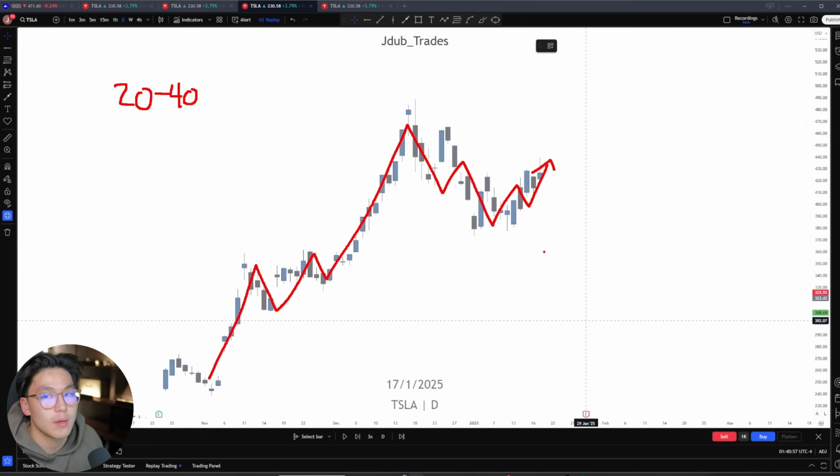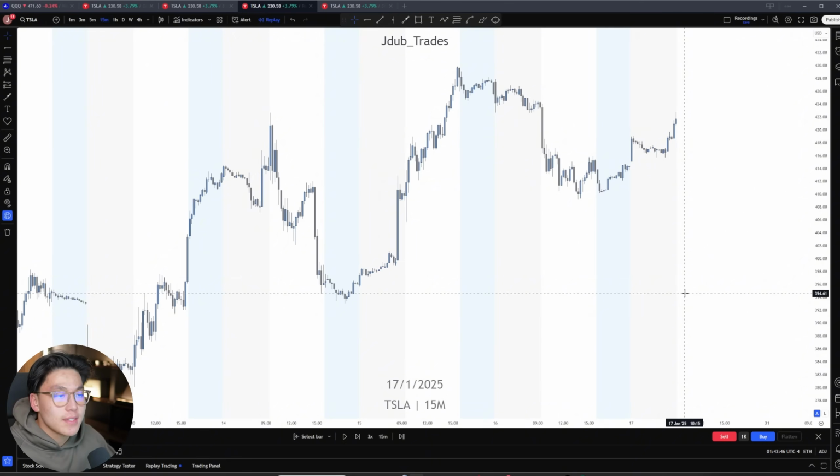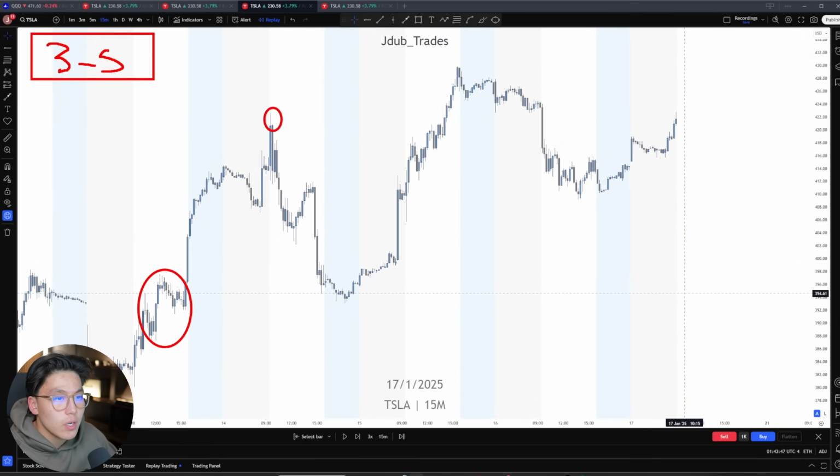Now let's go into the medium time frame. You can see I'm on the 15-minute time frame, and all I'm going to be doing is looking at the past 3 to 5 sessions, which is the past week's price action. If I'm looking at the past week's price action, I consider Tesla leaning more towards the upside based off of this previous price action, we're continuing to make higher highs, higher lows, and we're continuing to push towards the upside.